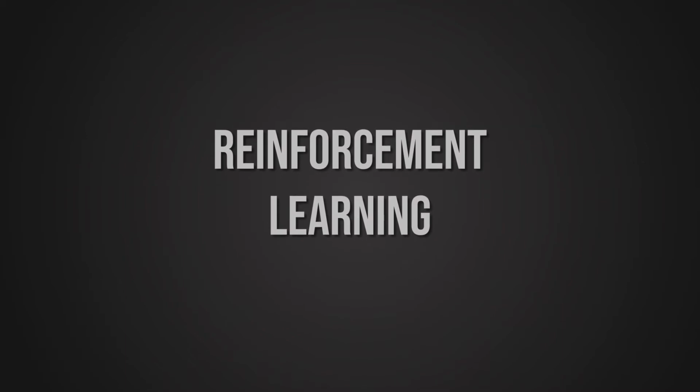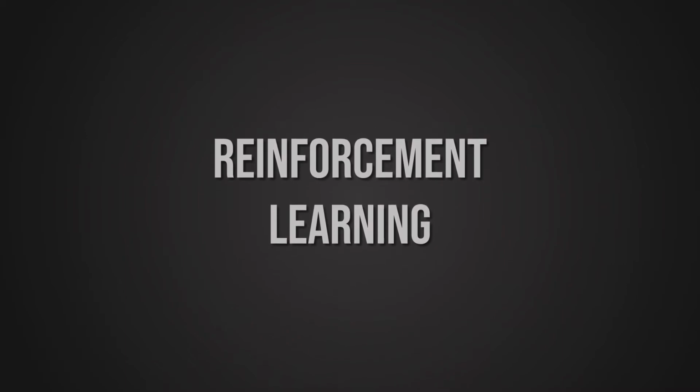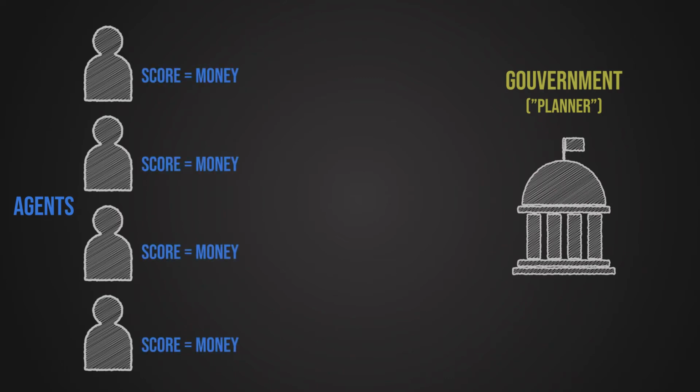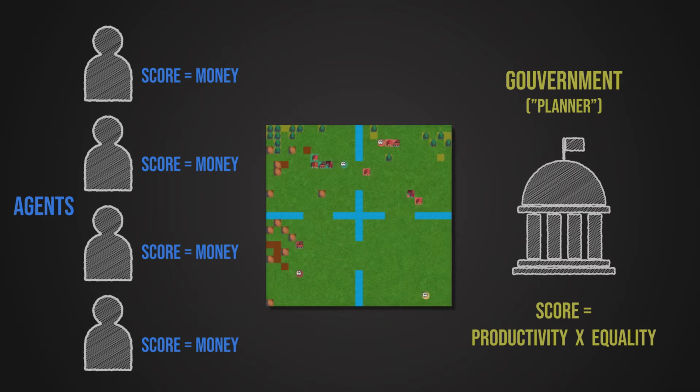Reinforcement learning is typically used in the domain of video games, where the AI player is given a set of actions and tries to maximize a score. Here, for this game, we have two types of players: the agents, which represent individual actors of the market, and the government. The agents try to maximize their individual wealth, while the government tries to maximize the balance between productivity and equality. The simulation takes place on a map where two types of resources can be found: stone and wood.